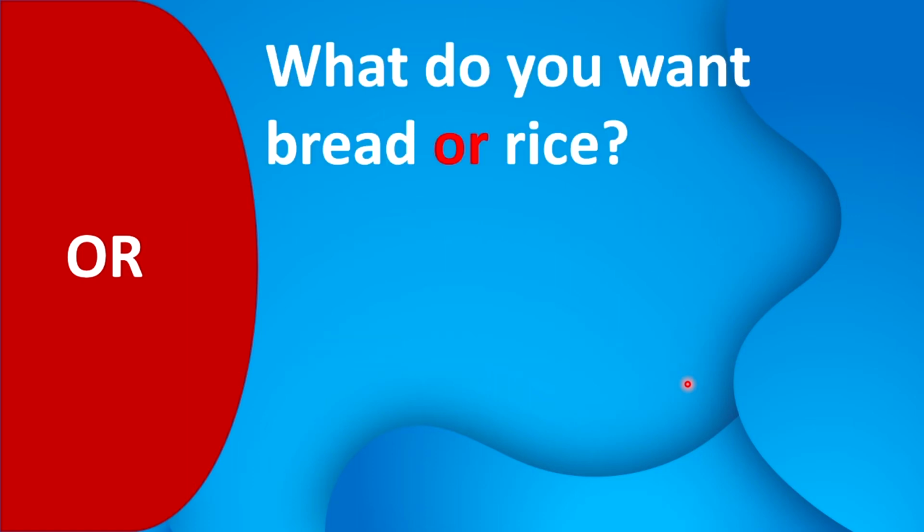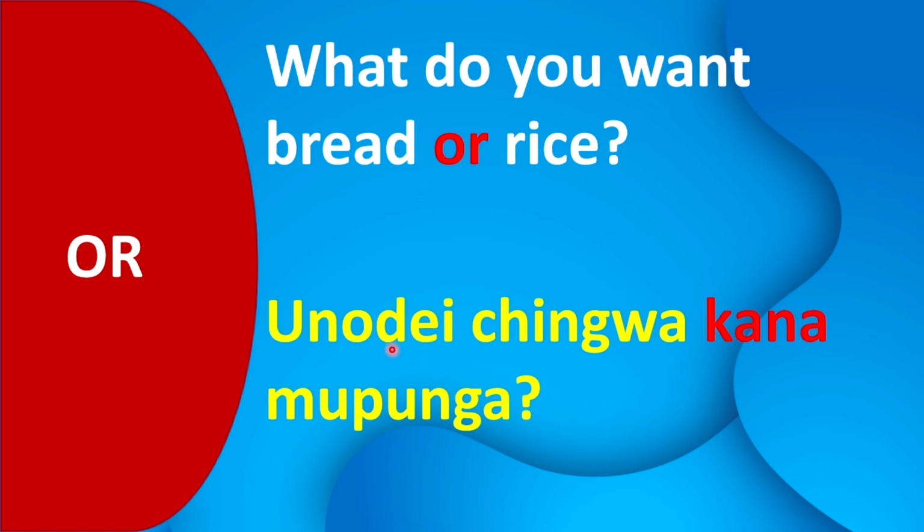Next example. What do you want, bread or rice? Unodei chingwa kana mupunga. What do you want? It gets translated to one word, unodei. Unodei, bread, chingwa, or, which is kana, rice, mupunga.